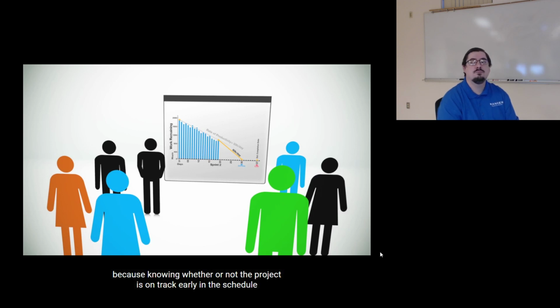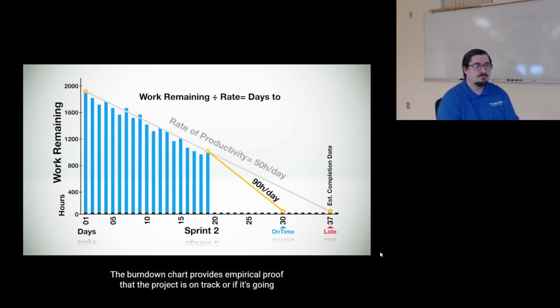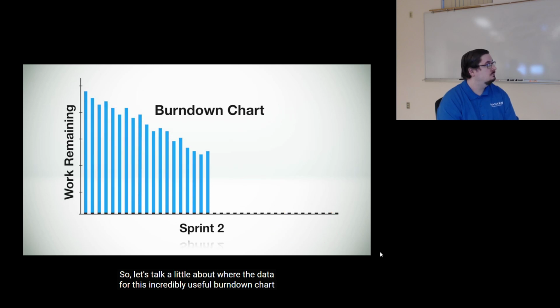Because knowing whether or not the project is on track early in the schedule can help teams make the proper adjustments necessary to get the project on track. The Burndown Chart provides empirical proof that the project is on track or if it's going to be late. So let's talk a little about where the data for this incredibly useful Burndown Chart comes from.